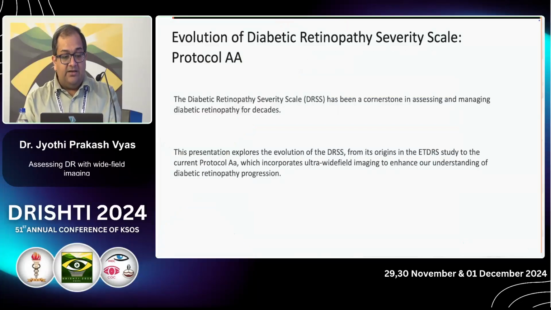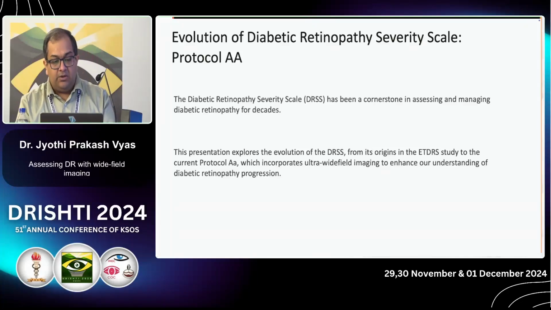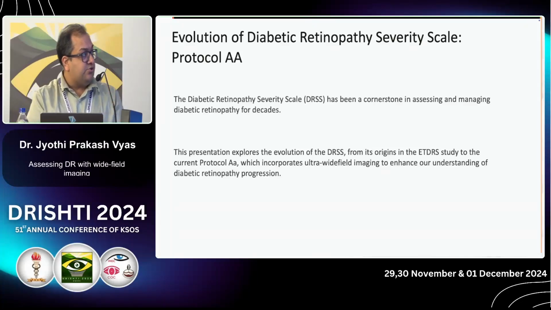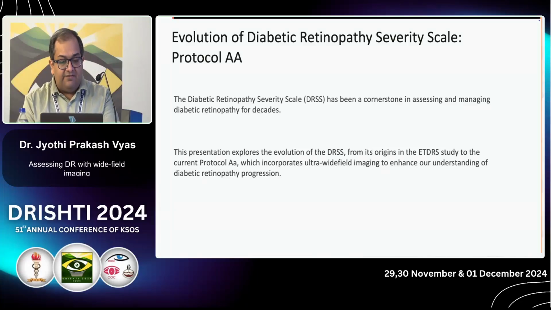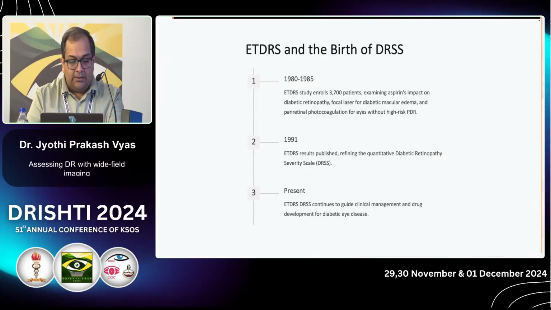Looking at the evolution of diabetic retinopathy screening, it started around 35 years back when the ETDRS study came out, and they introduced us to what was known as the diabetic retinopathy severity scale. This has been in use for the past 35 years or so and still continues to be used regularly on a daily basis. From 80-85, the initial ETDRS study enrollment started, and after the results were published in 91, till the present day, we are still using DRSS.